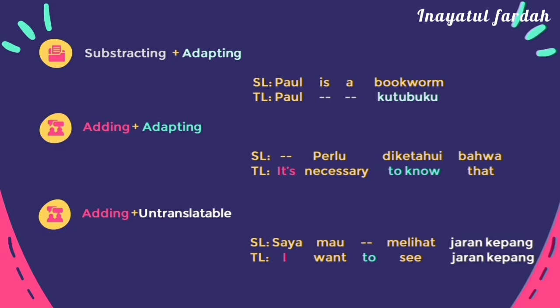Okay, for the example of adding and adapting, we have the sentence, "perlu diketahui bahwa", and it is "it is necessary to know that". Okay, for the last example is about adding and untranslatable. The source language is "saya mau melihat jaran kepang". And then the target language will be "I want to see jaran kepang". So "jaran kepang" will not be translated.